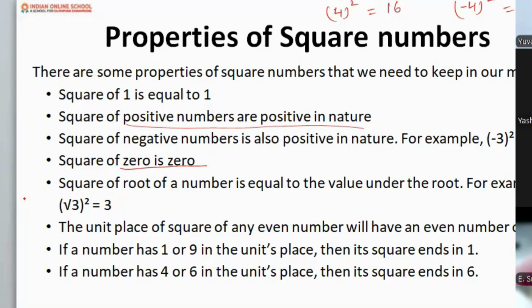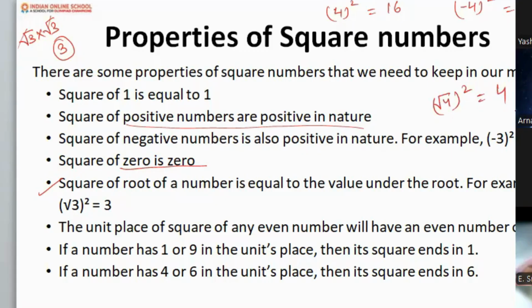Okay, now another interesting fact. Whenever we are multiplying any root number with the same root number, the root will get cancelled out, and in the end we will get the number itself as our answer. So in short, we can say the square of any root number will be the number itself.